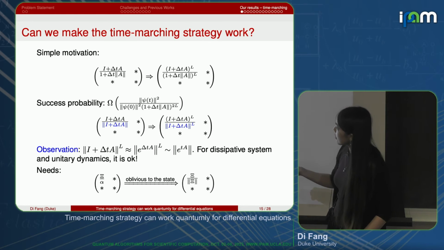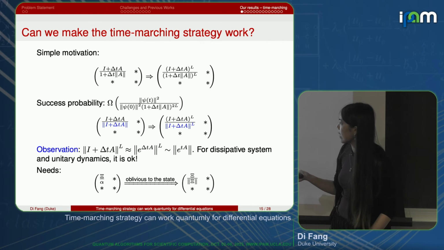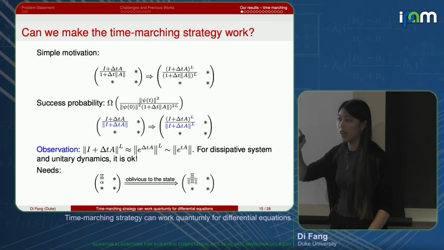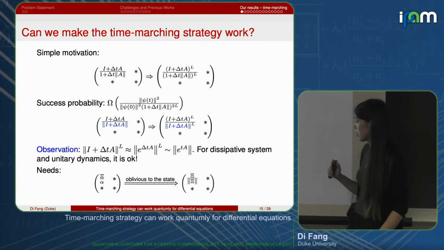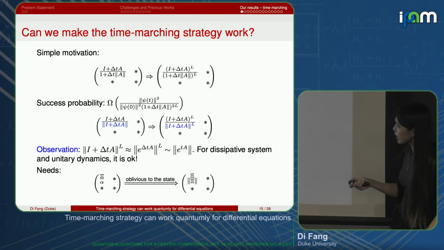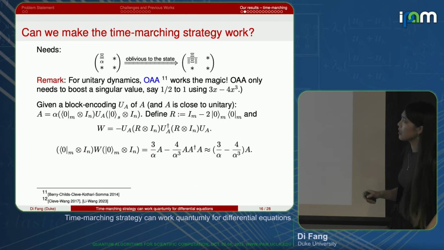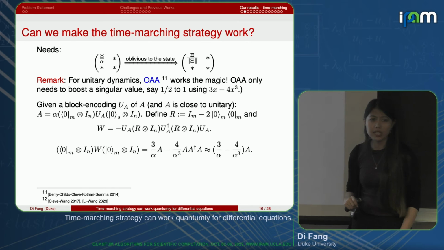So if you look at this, what I really want to do is start from some normalization factor, which is bad, something that is very large. Then I want to reduce the subnormalization factor in a way that is oblivious to the state I start with. Otherwise, I have this exponential accumulation with the state preparation.